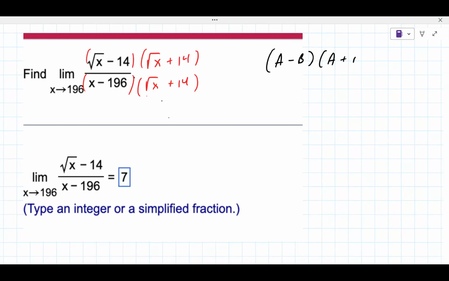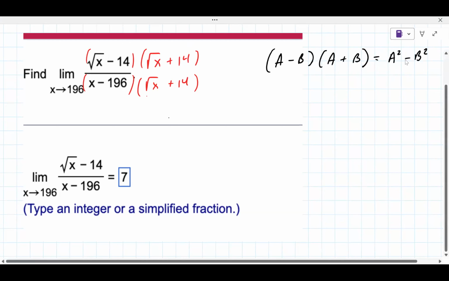minus b times a plus b. Do you see that? The square root of x is a, 14 is b. Now this reduces always to a squared minus b squared. Now you can FOIL, but it'll be a lot faster if you remember difference of squares, especially if you end up doing it a lot, because it ends up being x minus 14 squared, like that.